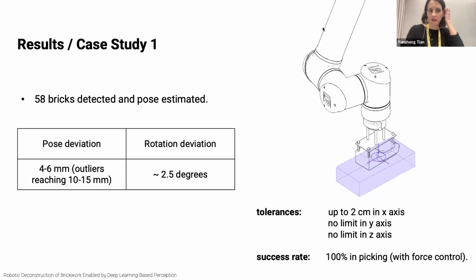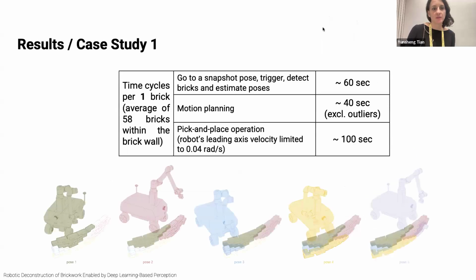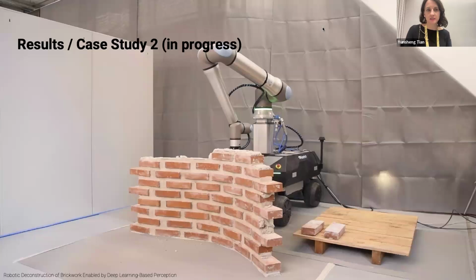So in this case, we had 58 bricks. We had a 100% success rate, because of course it's very simple. And we also had the vacuum gripper that could take a lot of tolerances. Of course, it's a very slow process. Things would need to be highly parallelized. But you can see here how this whole brick wall could be disassembled from 5 different locations.